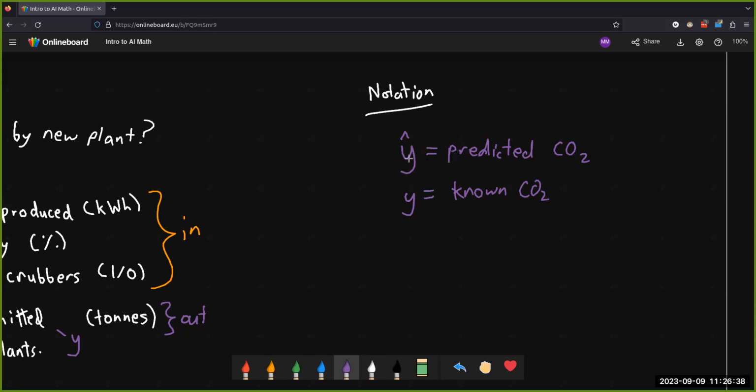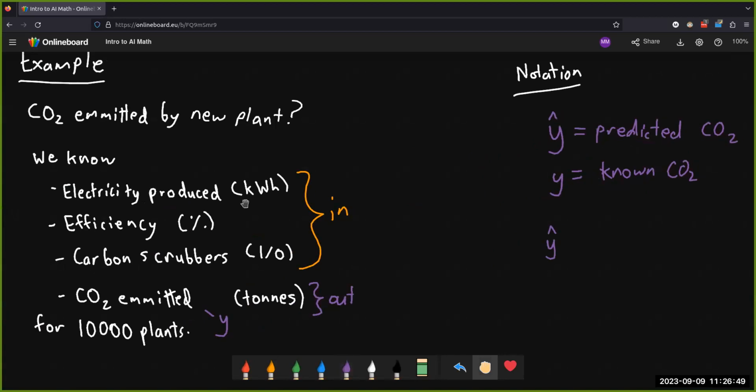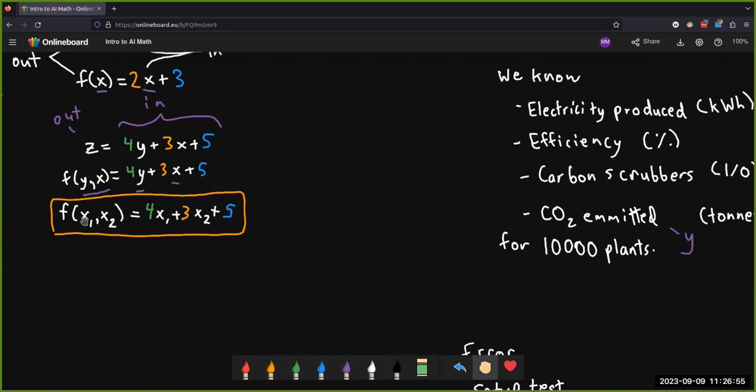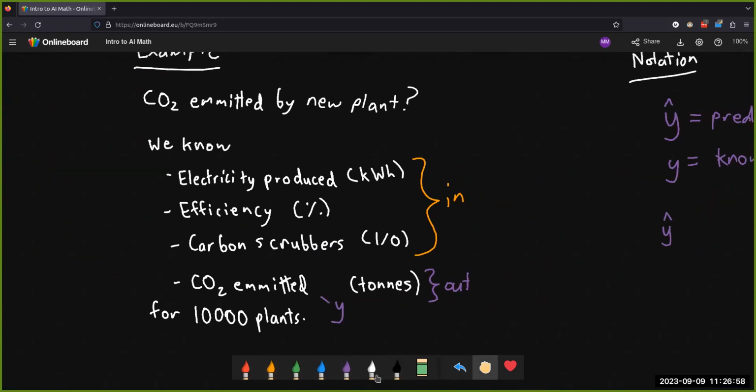So we want to generate predictions with the AI algorithm. That's going to be y hat. That's what we want to get as the output. To do that, we have some useful inputs over here. Just like the notation I showed you over here, we're going to label them x1, x2, and so on. By the way, I don't think I mentioned earlier, the carbon scrubbers are going to be ones and zeros. That's what I've written here, 1 or 0. If you have one carbon scrubber installed, you get a 1. If you have none installed, then you get a 0.